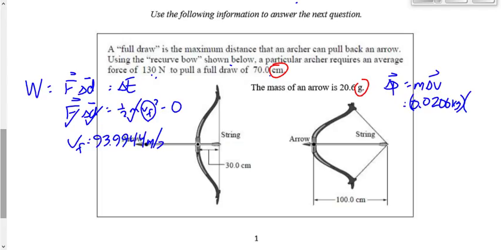Okay, now we're going to multiply that, 93.9944 minus 0. Do the math there, and that works out to be 1.94 newton seconds.